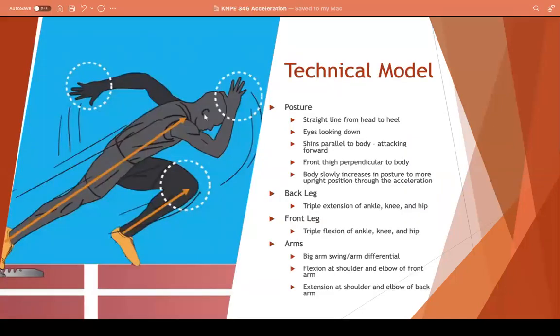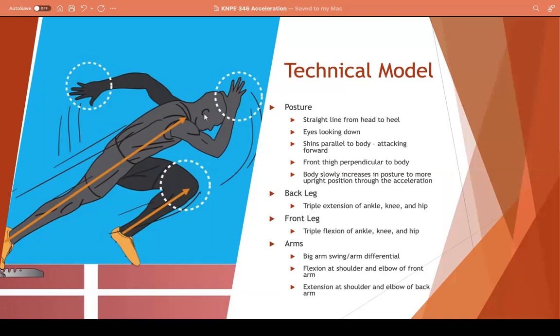So now we'll get into the technical model of sprinting, what we're looking for in our athletes as they sprint. The main technical model can be split into 4 parts: posture, the back leg, the front leg, and the arms. For posture, we're looking for a straight line from the athlete's head to heel, as if there was a ruler connecting the 2 parts. The athlete should be looking down and their shins parallel to the body, with the front thigh perpendicular.